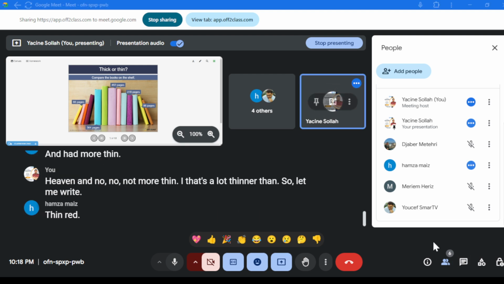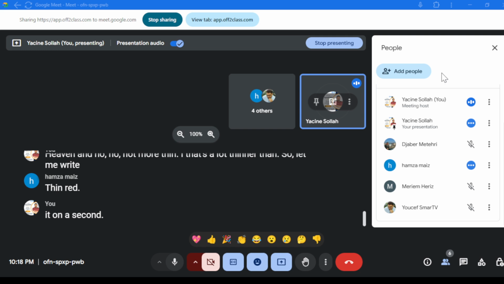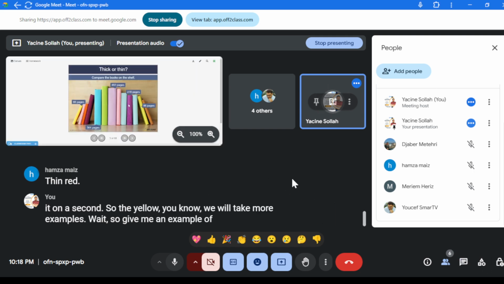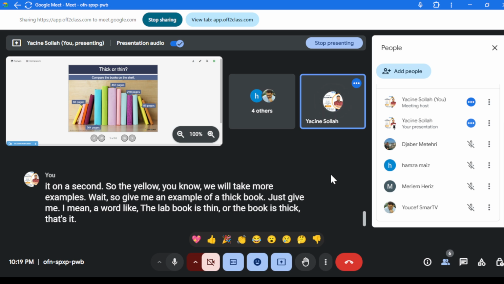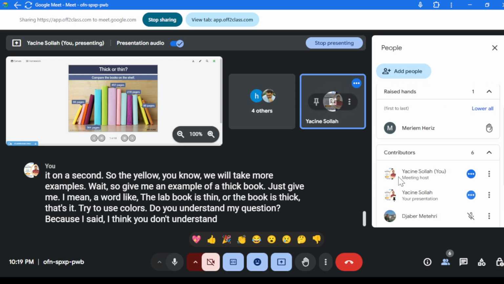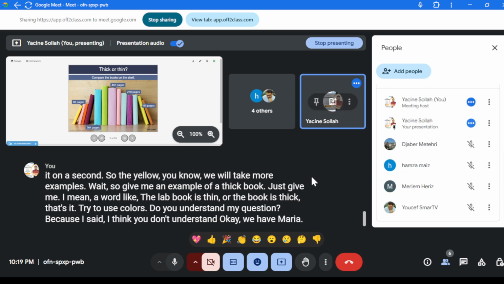Let me write it. Hold on a second. So the yellow. We will take more examples. Wait. So give me an example of a thick book. Just give me a sentence like the book is thin or the book is thick. That's it. Try to use colors. Do you understand my question? I think you don't understand. Okay, we have Maryam. Go ahead, yes?